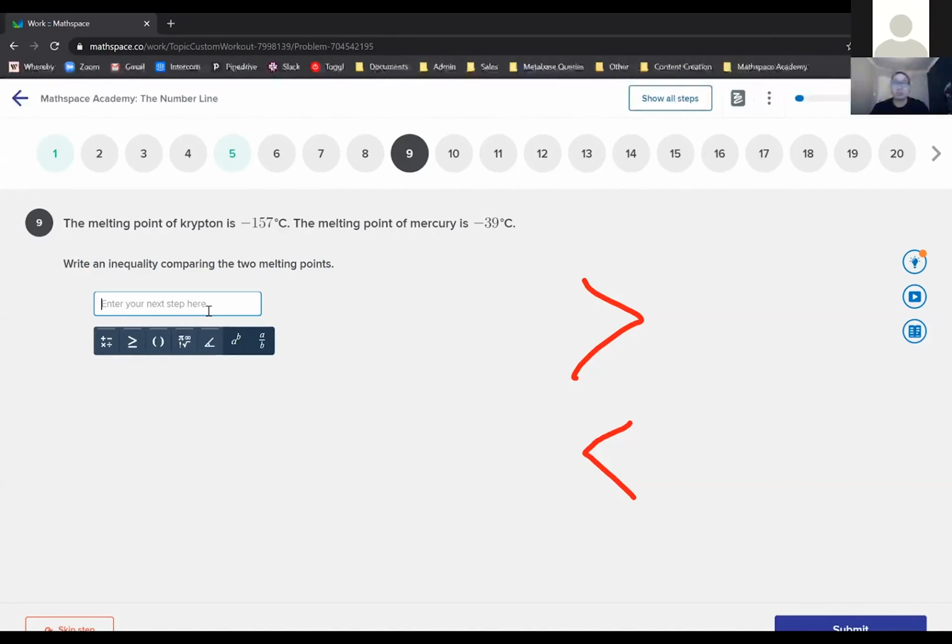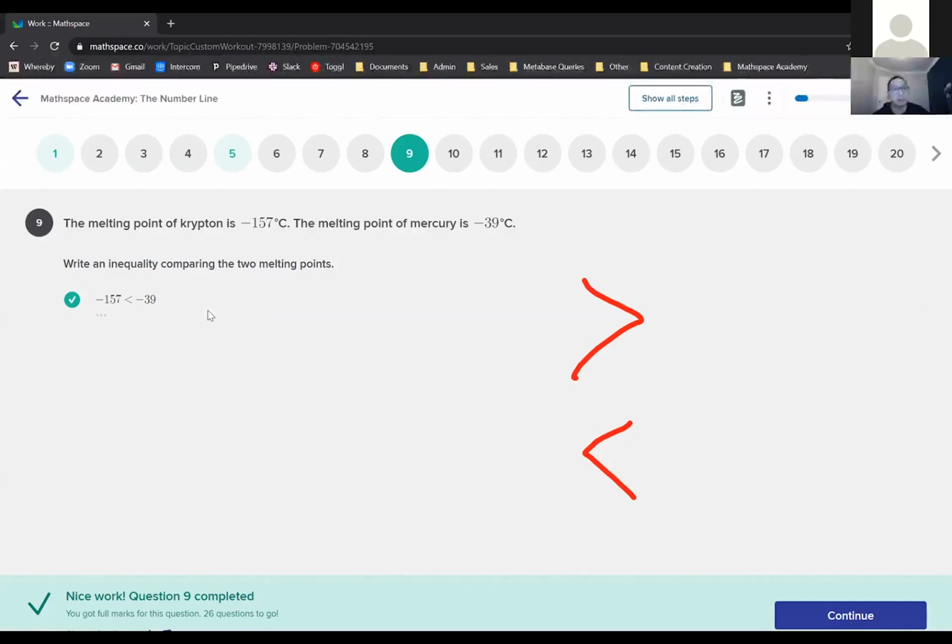So we could write it both ways, right? We could write it this way, right? Oh, oops, other way, right? So remember 157, even though it's a really big number, it's really negative. It's that which makes it actually really small. So the -157 is really small, and the -39 is actually bigger than the -157. So we could do it that way. If we switch them around, we could put the negative 39 first, but then we just switch the inequality sign around, and that works too.